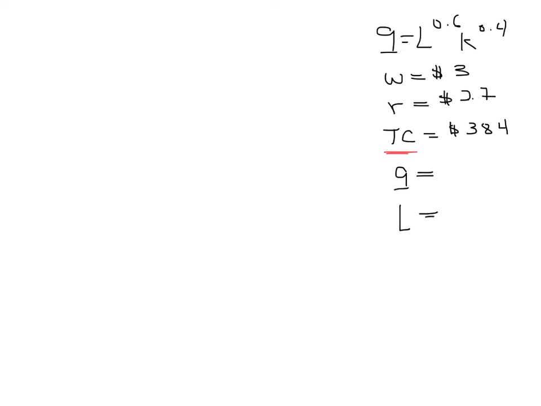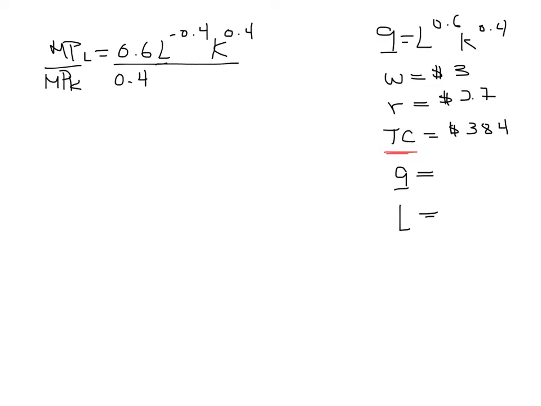So the first thing you need to do is to set up the marginal product of labor over the marginal product of capital equals the ratio of the prices. So let's find the marginal product of labor first, and that's 0.6 L^-0.4 K^0.4. That's going to be over the marginal productivity of capital, which is going to be equal to 0.4 L^0.6 K^-0.6.